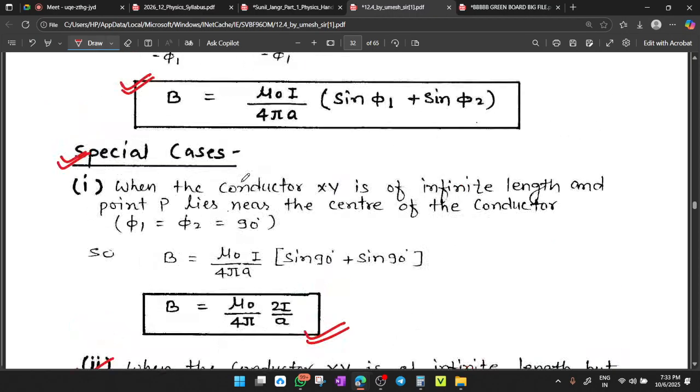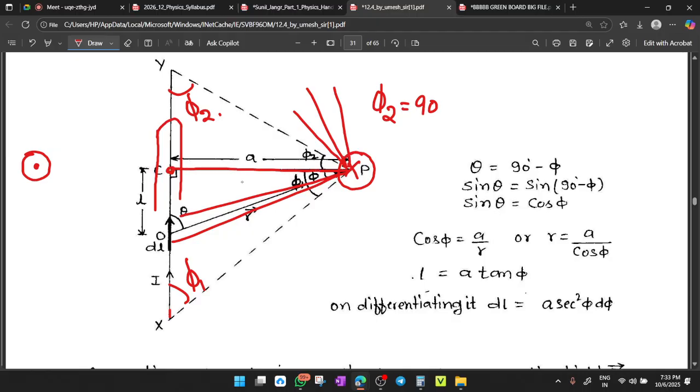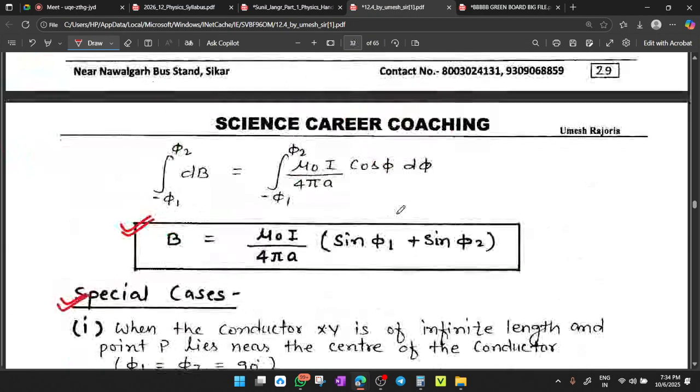See here, in the original diagram there were two angles, phi 2 and phi 1. So phi 2 is continuously increasing, so it goes up to 90 degrees. Phi 2 equals 90 degrees. But for this part, one end of the conductor is nearer the point P. So this angle is continuously decreasing, and when this end comes closer to this point P, phi 1 equals 0 degrees. Clear or not clear? So phi 1 equals 0 degrees.